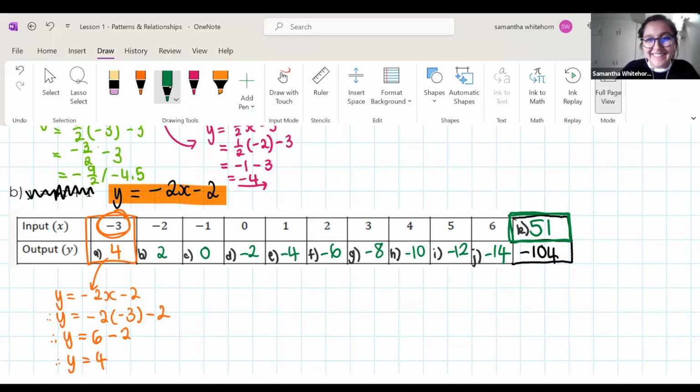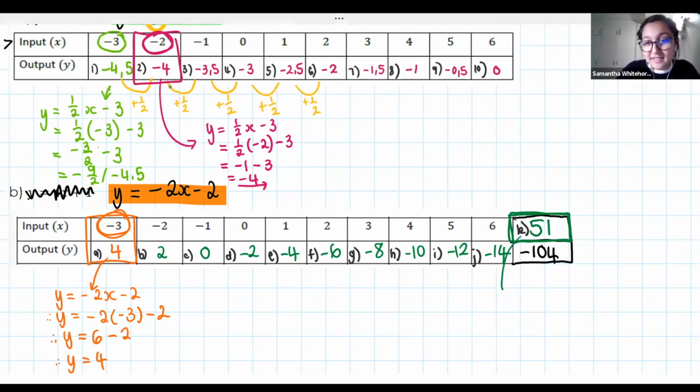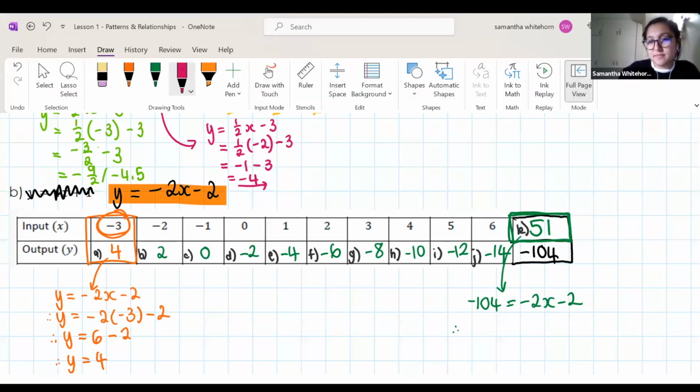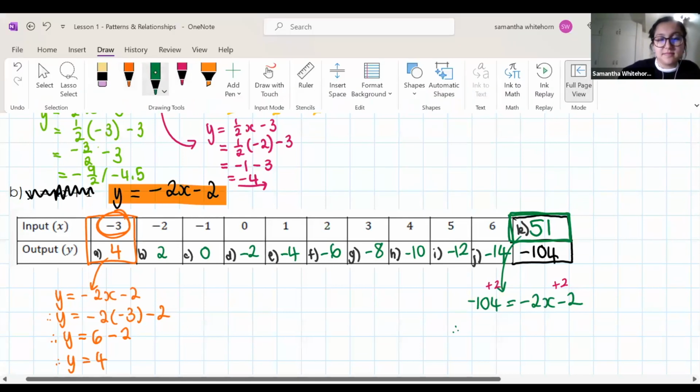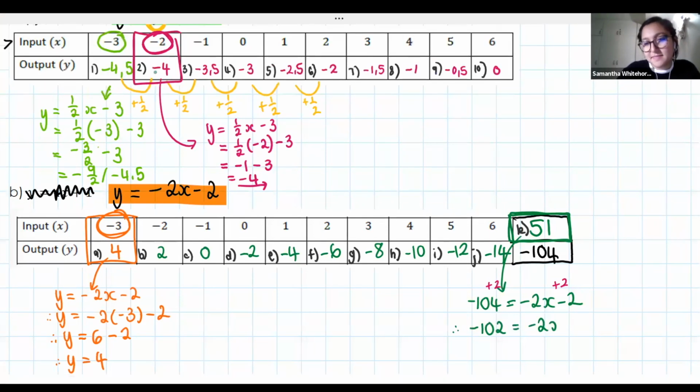So I took the output, which is y, then that is negative 104. And then I said plus 2, negative 2x minus 2, which is the rule. And then inverse operation, I said negative 2, and then that negative I said plus 104. And then I said 2x divided by 2, and then 102, that is the answer I got, divided by 2, and then I got 51. Okay, good, girl, your explanation makes sense.